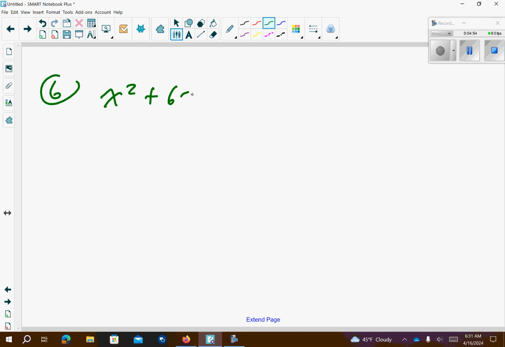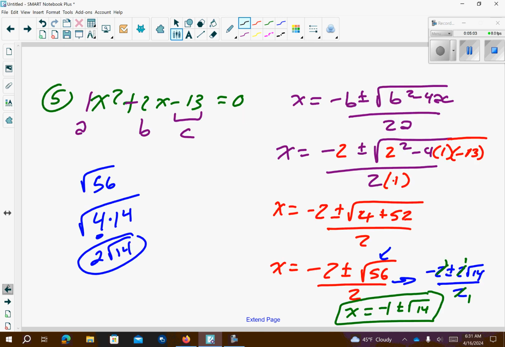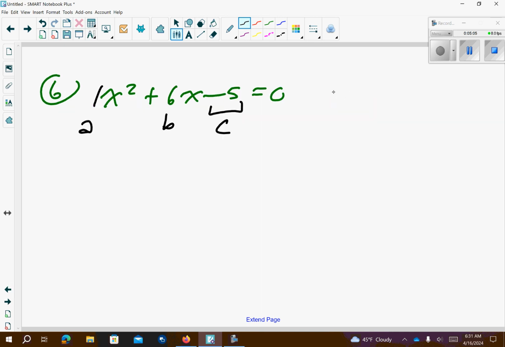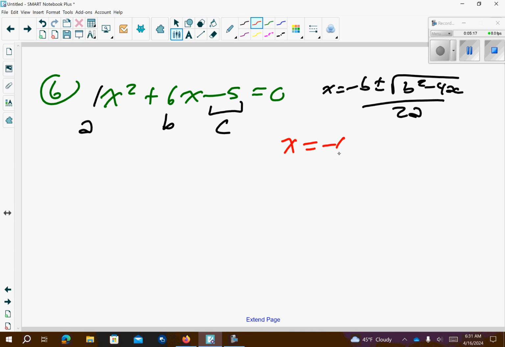Number 6, x squared plus 6x minus 5 is equal to 0. My a value is 1, my b value is 6, and my c value is negative 5. I know that x equals negative b plus or minus square root b squared minus 4ac, all divided by 2a. So let's plug our values in. So x equals negative 6, negative b, plus or minus the square root of 6 squared minus 4ac, all divided by 2a.